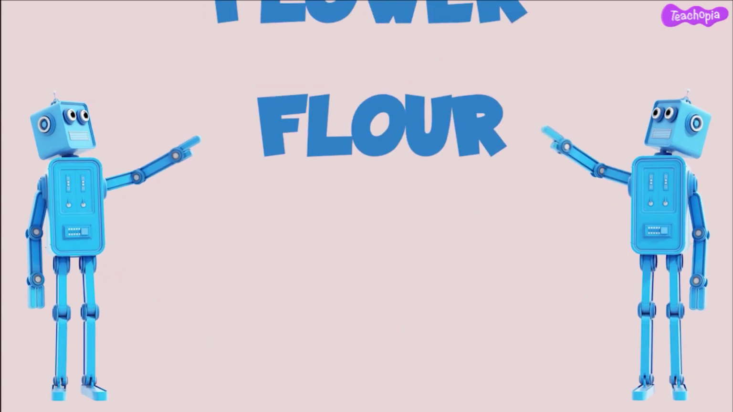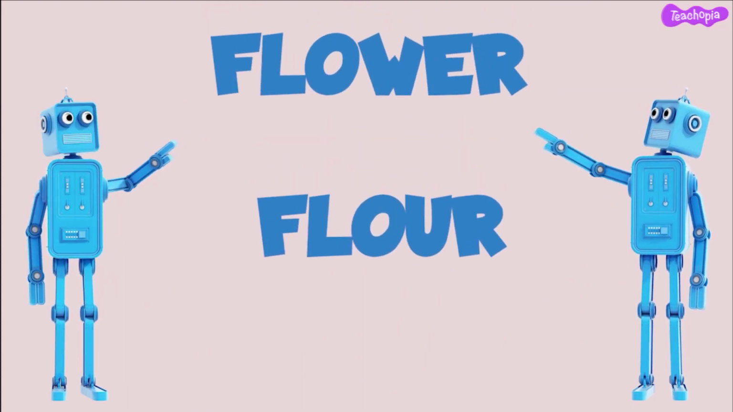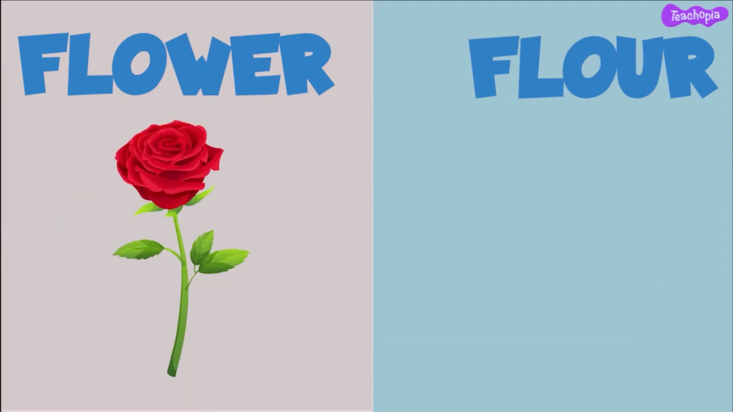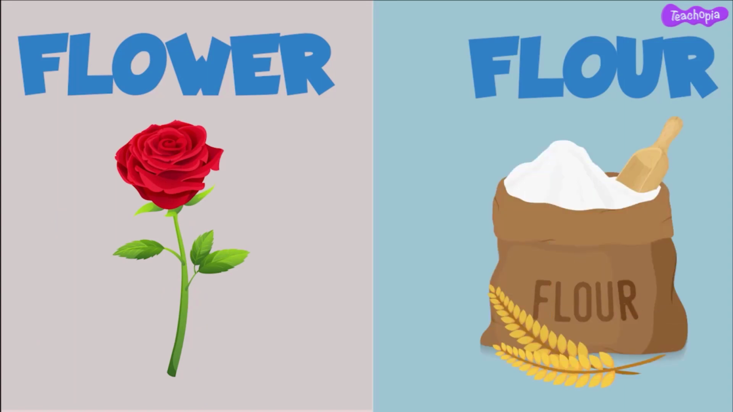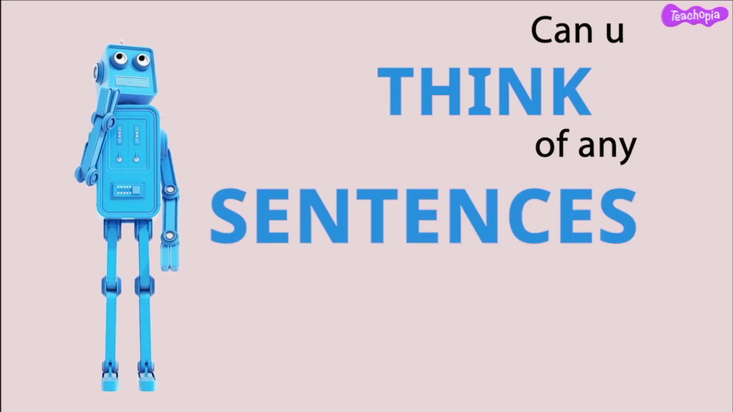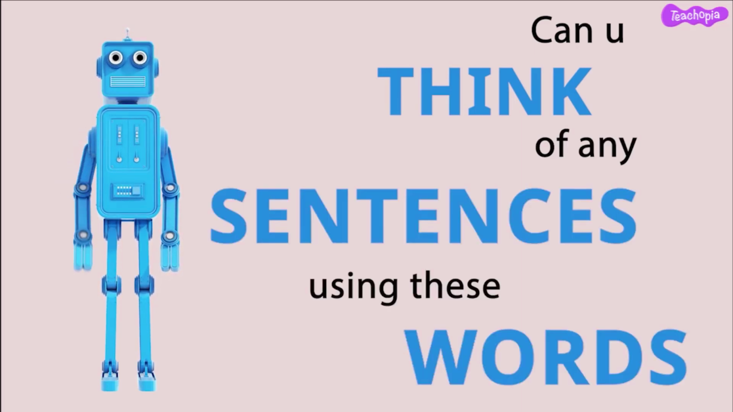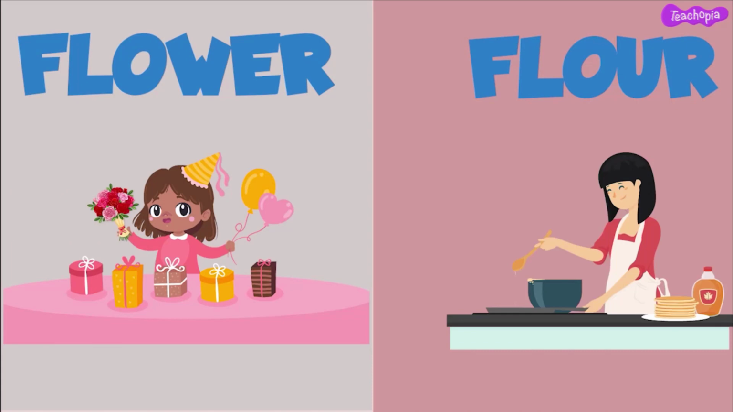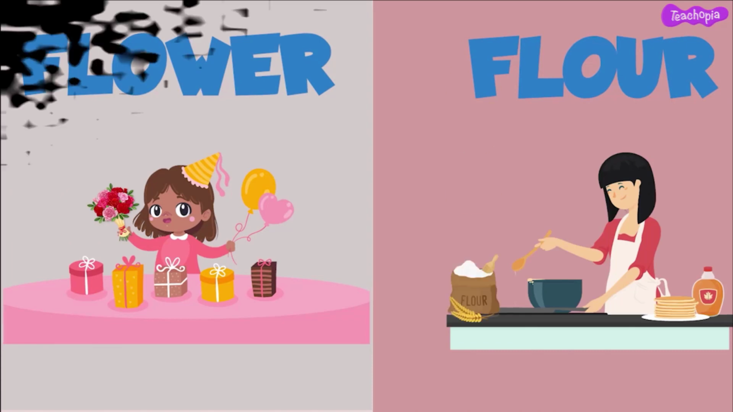Now, let's explore the words flower and flower. While they may sound the same, they have different meanings. A flower is a beautiful part of a plant, and flour is a fine powder used for making chapatis. Can you think of any sentences using these words? She received a beautiful flower bouquet on her birthday. Amma used the wheat flour to make rotis.